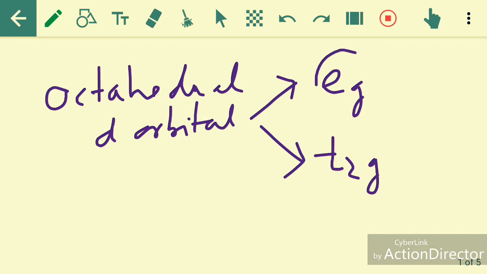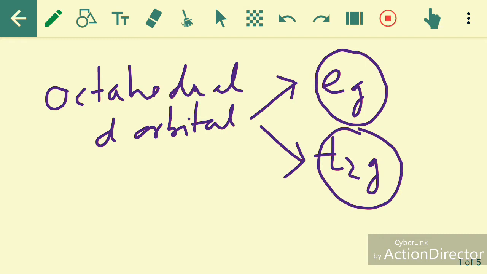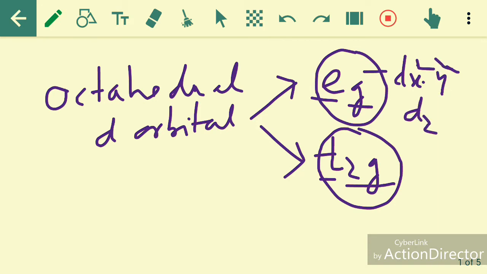So why did we name these orbitals and group them into two types, t2g and eg? What do we mean by t at the subscript 2g and e at the subscript g? These are the term symbols, the symbols used to represent the 5 d orbitals. So under eg, we have dx square minus y square and dz square.